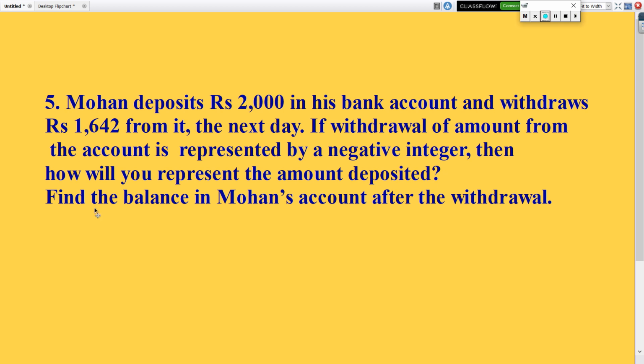Find the balance in Mohan's account after the withdrawal. Subtract 1,642 from 2,000.